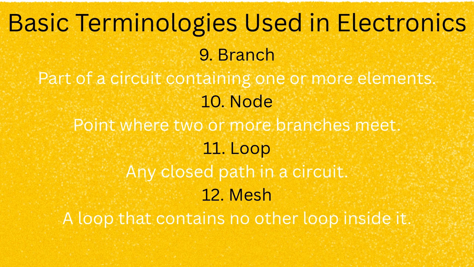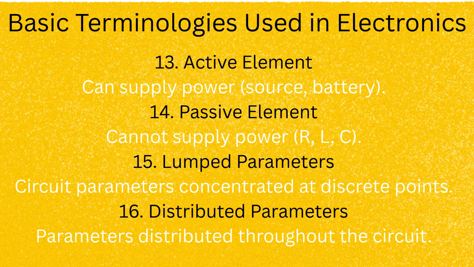10. Node, point where two or more branches meet. 11. Loop, any closed path in a circuit. 12. Mesh, a loop that contains no other loop inside it. 13. Active element, can supply power, source, battery.